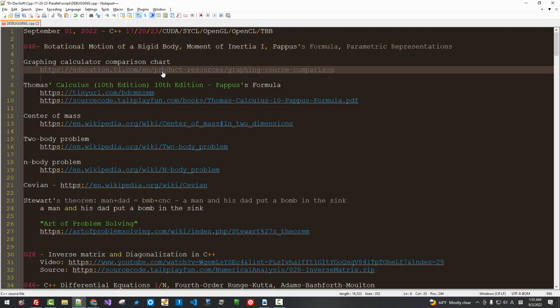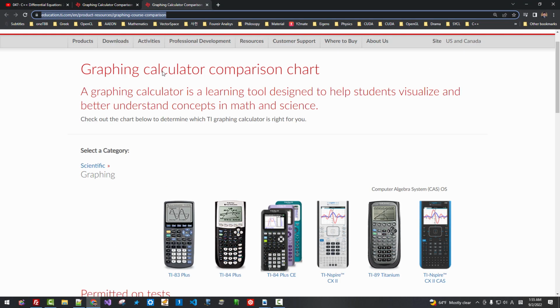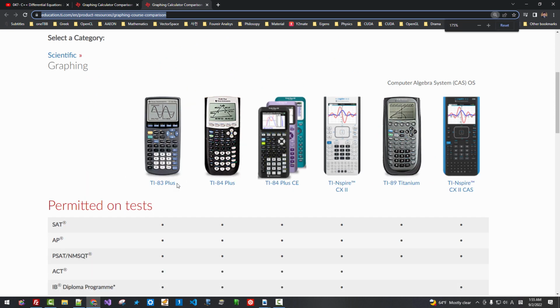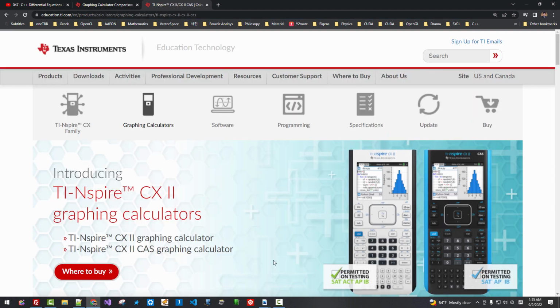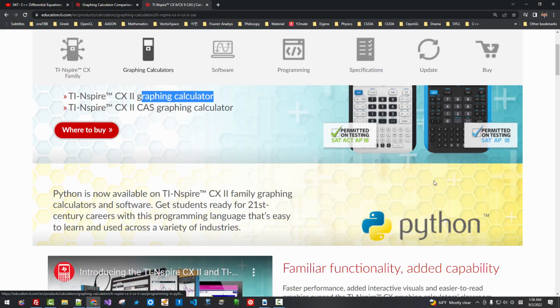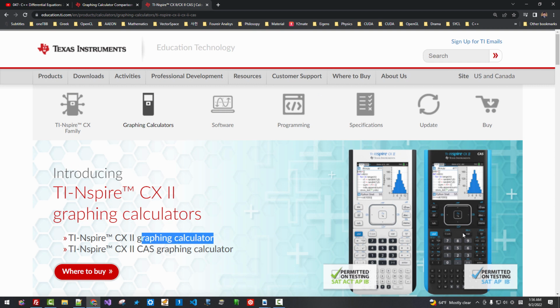Please double-click this link. You can compare calculators from Texas Instruments, the TI Nspire CX2 CAS. This model supports graphing capabilities. Also, it allows you to program using Python. This calculator is very good for learning simple programming using Python or BASIC.